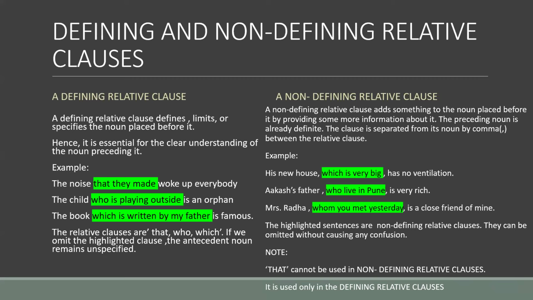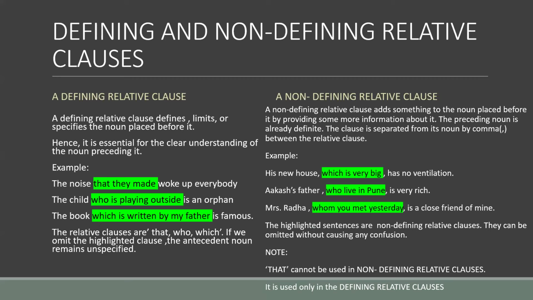The noise that made woke up everybody. The noise that they made woke up everybody. So here, the relative clause "that" is speaking about the noise. The child who is playing outside is an orphan. Here, the relative clause is "who is playing outside." The book which is written by my father is famous. "Which is written by my father" is a relative clause.